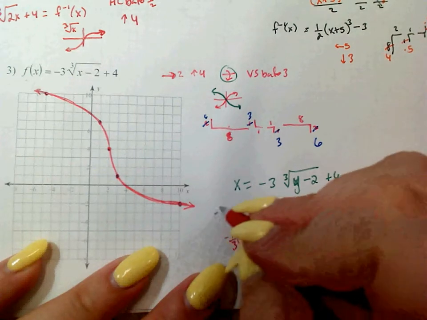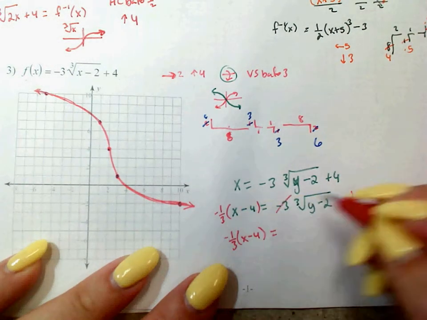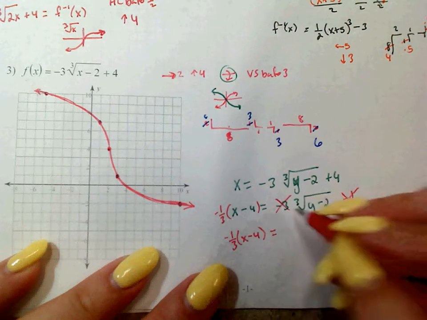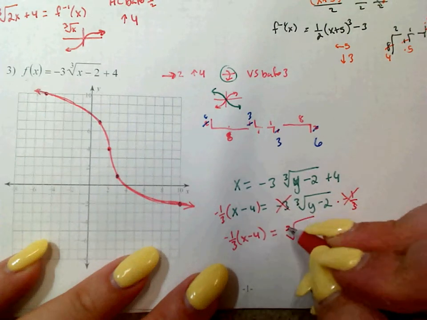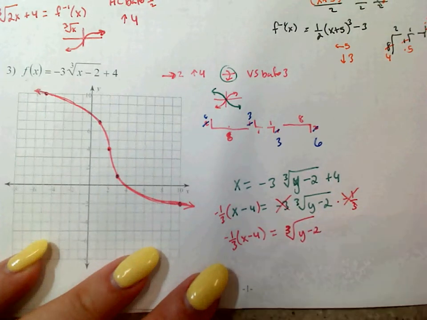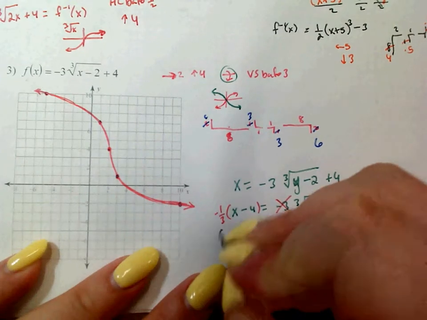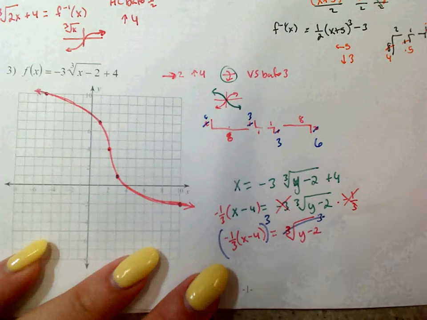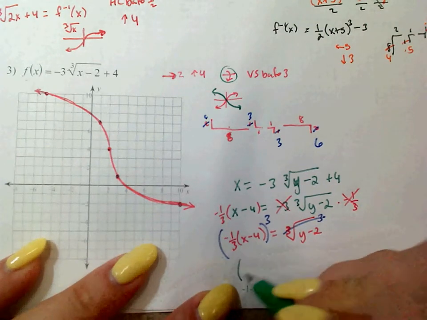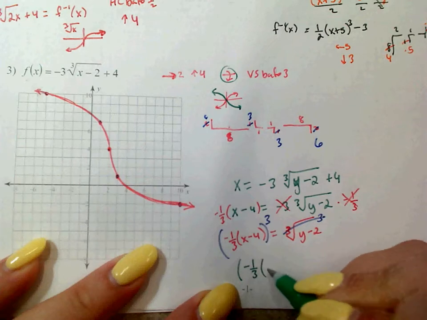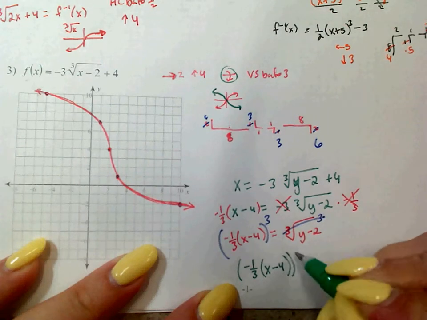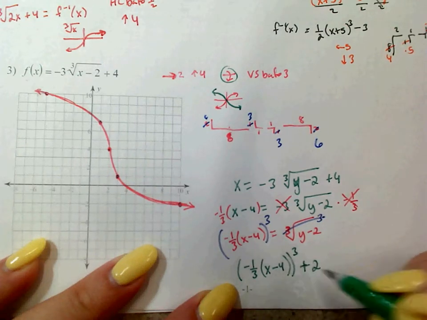And that will simplify out the negative 3. And I'm left with the cube root of y minus 2. I'm going to cube both sides. And then I'm going to add 2. So negative 1/3 times x minus 4 quantity cubed plus 2 equals my f inverse function.